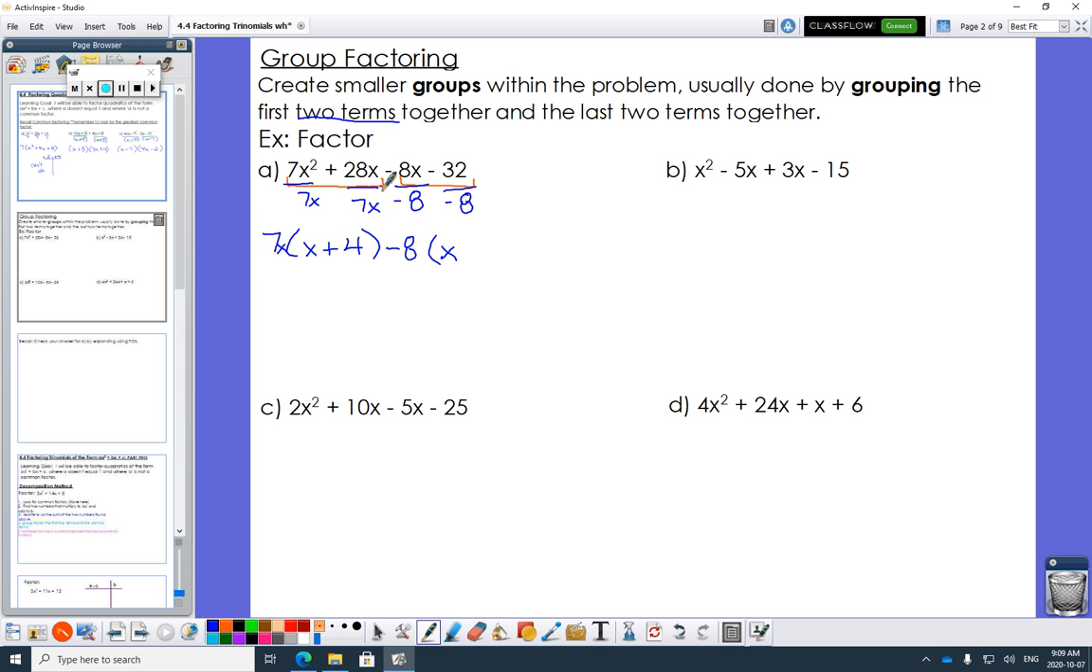Negative 8 divided by negative 8 is 1. Negative 32 divided by negative 8. What's that? Positive 4. Are these the same? Yes. Okay, so if they weren't, then you go back and check again. So I'll write that down.